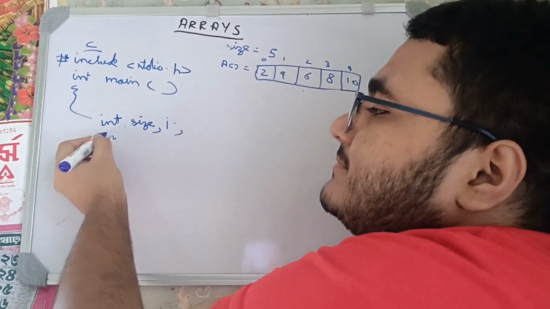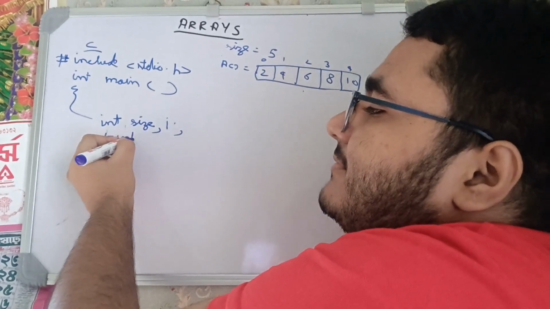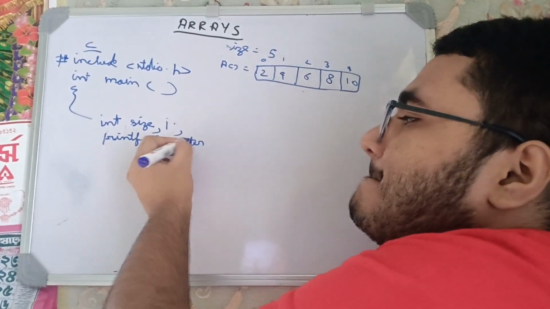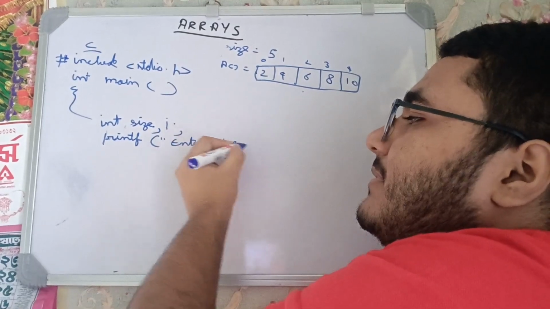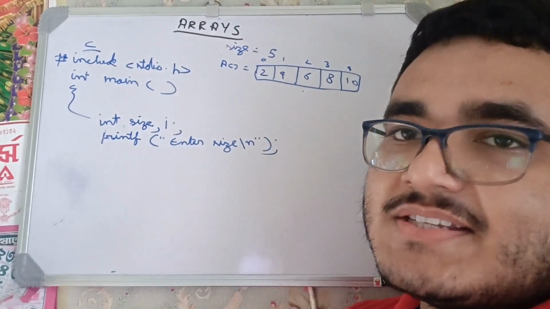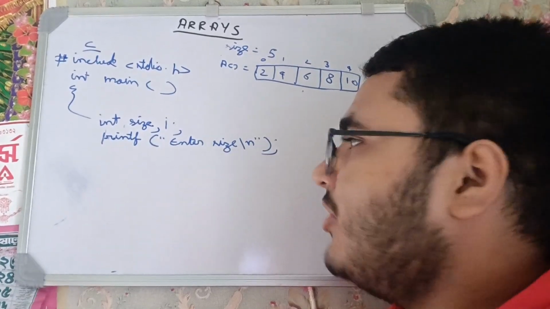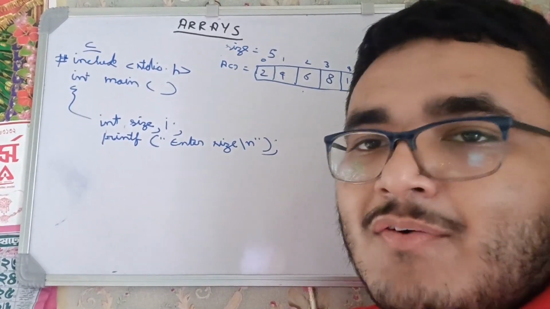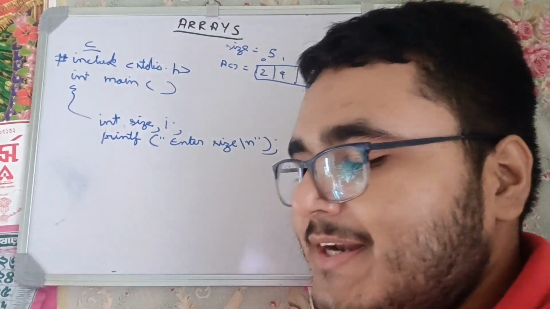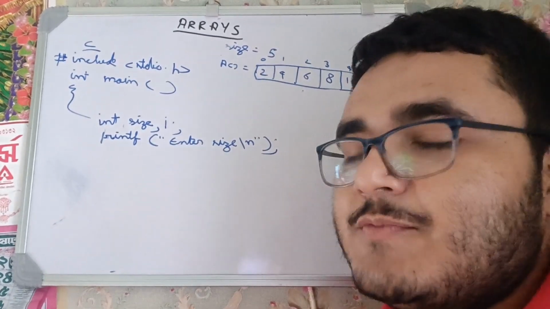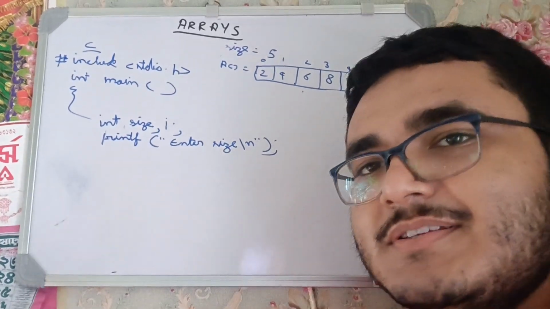printf "enter size", with \n for next line. Also in Java you can use \n for next line. Because in Java, when you write System.out.println, println stands for next line, and if I write System.out.print, print will stay in the same line.